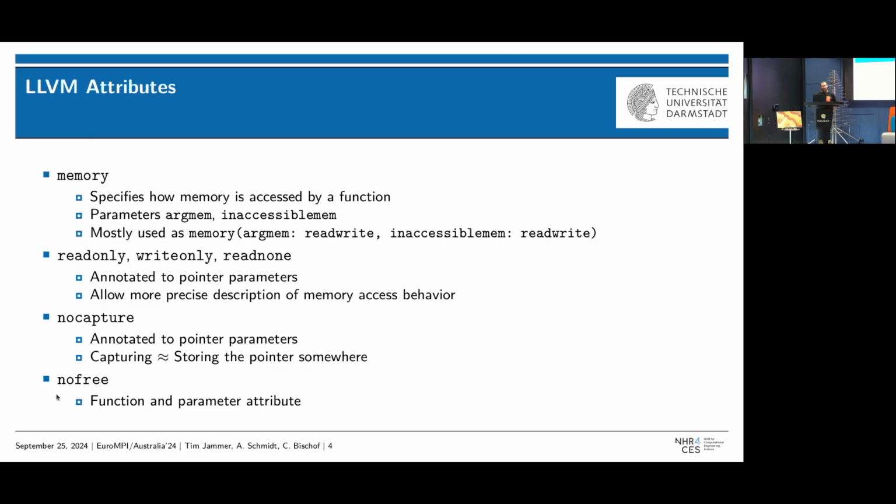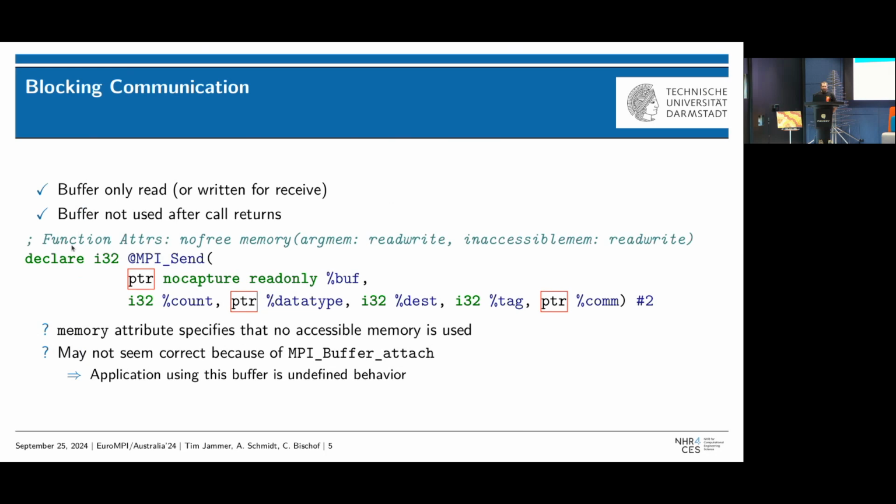And then most MPI functions can be annotated nofree as well, because they don't free any memory. If we pass memory into MPI send, it will not free the message buffer. So we can also annotate that. So what are the relevant annotations that we can make? It looks like this in LLVM. So we declare, for example, MPI send. Then we have this nocapture attribute because MPI send is a blocking operation.